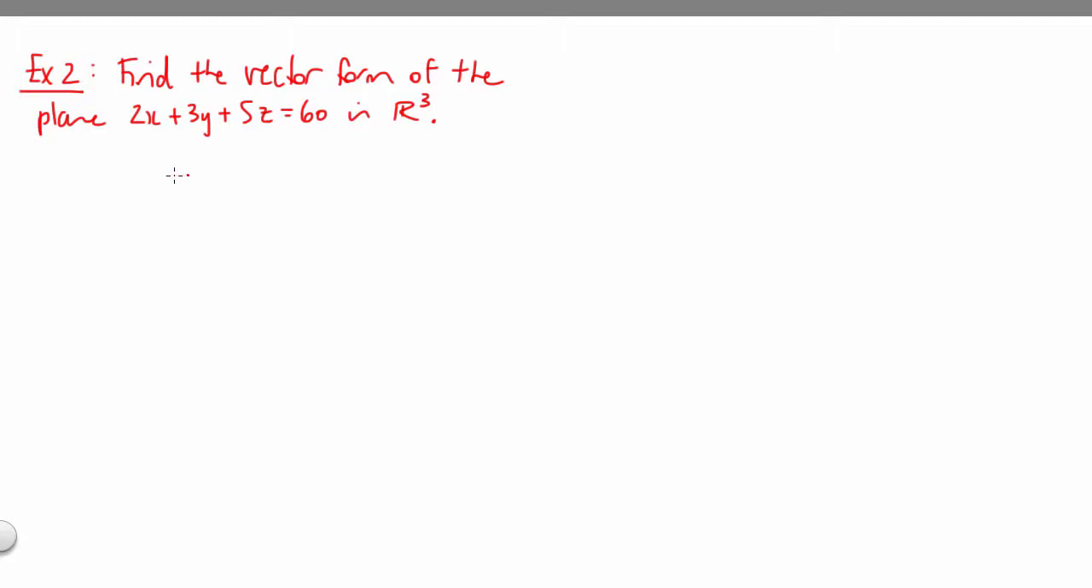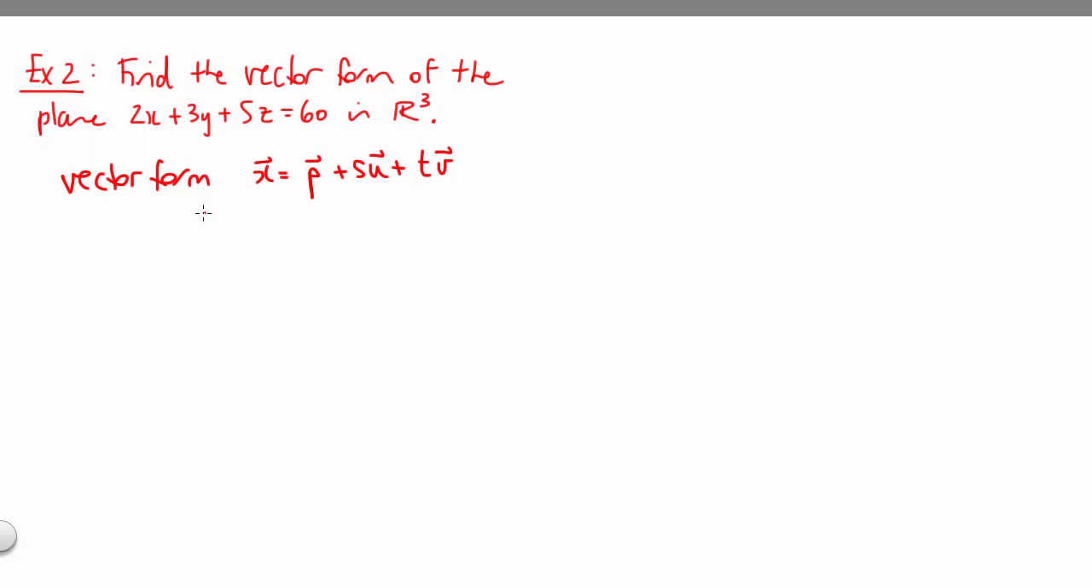Let's find the vector form of the plane 2x + 3y + 5z = 60 in R3. The vector form for a plane in R3 looks like this: x = p + s u + t v, where p represents the vector version of any point on the plane, and u and v are direction vectors for the plane.